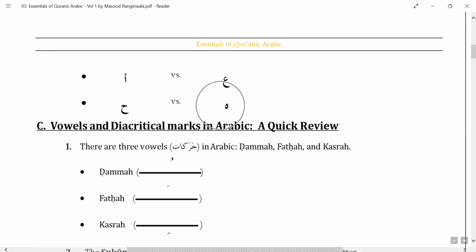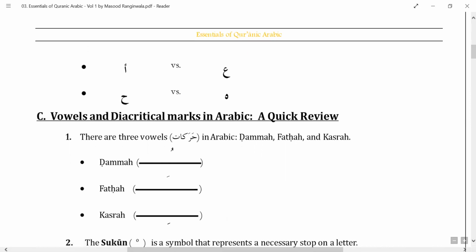Same goes for ha, the small ha, and ha. Like alhamdu, that is ha. You cannot say alhamdu. Alhamdu is this small ha. You should not say like that. It should be alhamdu, because both are different and have different meanings.